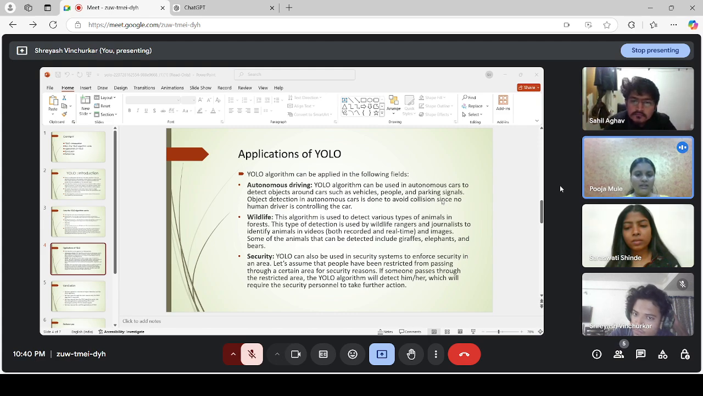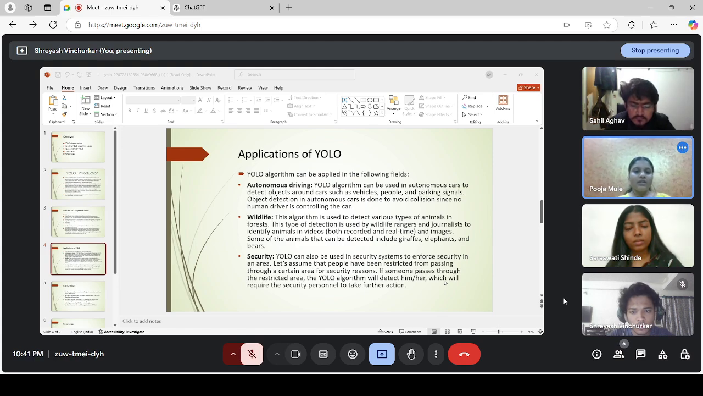In wildlife, YOLO is used in forests and wildlife ranges, where researchers can use cameras to monitor animals. YOLO processes images or video to detect animals such as giraffe, elephant or bear. It can work on both recorded footage and live camera feeds. Drones equipped with cameras and YOLO can scan a large area to track animals. The purpose in wildlife is to help rangers observe species without disturbing them.